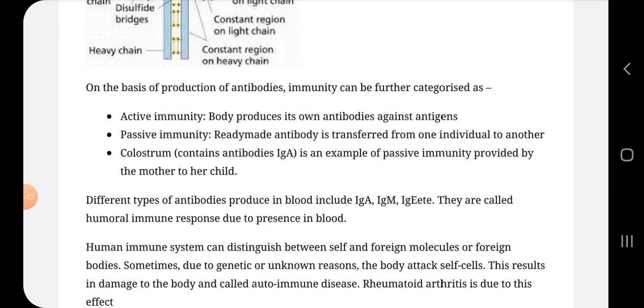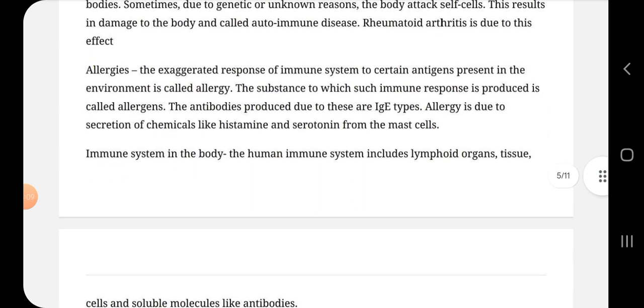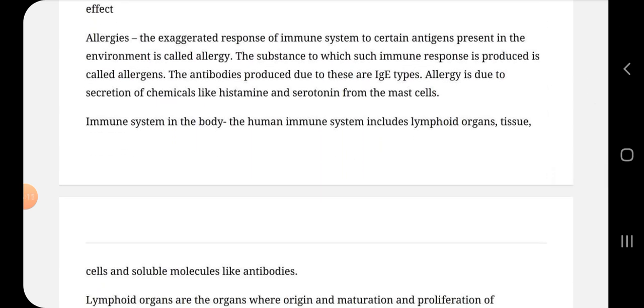On the basis of production of antibodies, immunity is classified into two types: active and passive. Active immunity is when the body produces its own antibodies against antigens. Passive immunity is the ready-made antibody that is transferred from one individual to another. Colostrum contains IgA. This is the best example of passive immunity provided by the mother to the child. Allergy: the exaggerated response of the immune system to certain antigens present in the environment is called allergy.